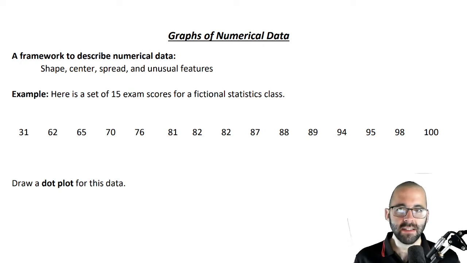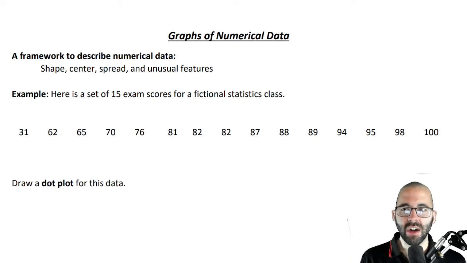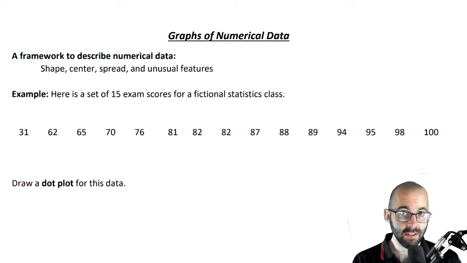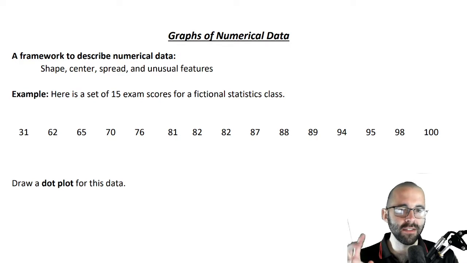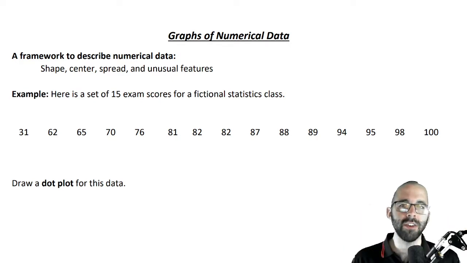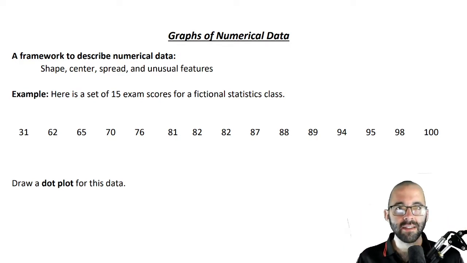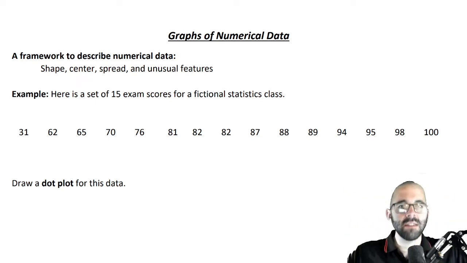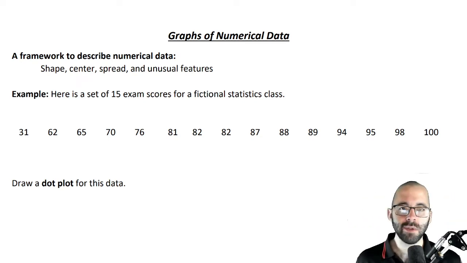All right, we're going to begin this section by talking about graphs of numerical data. We're going to be introducing a framework that describes this numerical data, and that framework is going to include shape, kind of what's the shape of the graph, where's the center of the graph, and we'll talk about different ways of what we mean by center. We'll talk about the spread. Is everything really close together, or are things pretty spread apart? And then also some other unusual features that we'll get to in a future video. I don't want to spoil it for you.